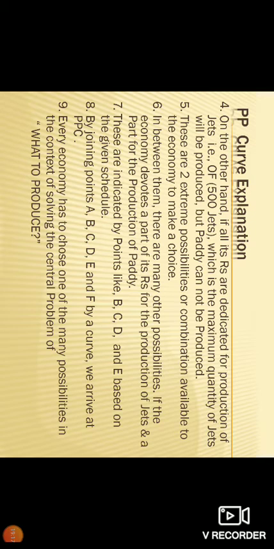Many options means many combinations of two goods are available to the economy. The economy needs to choose from the many possibilities. Many possibilities means A combination is a possibility, B combination is a possibility, C combination is a possibility, like that till F. All possibilities are available to the economy, which needs to make a choice and solve the problem of what to produce in what quantity. That's it.